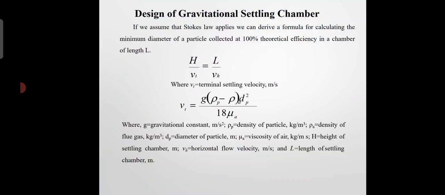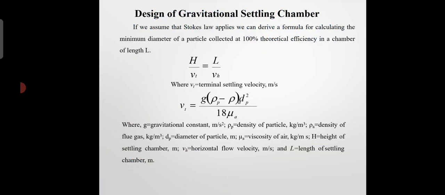Since the particulate matters are settling by gravity, we are using Stokes' law, where H by Vt is equal to L by Vh. H is the depth of the settling chamber divided by Vt. Vt is the settling velocity in meters per second, and L is the length of the settling chamber divided by Vh. So Vh is the flow velocity, the horizontal flow velocity of the gas stream.